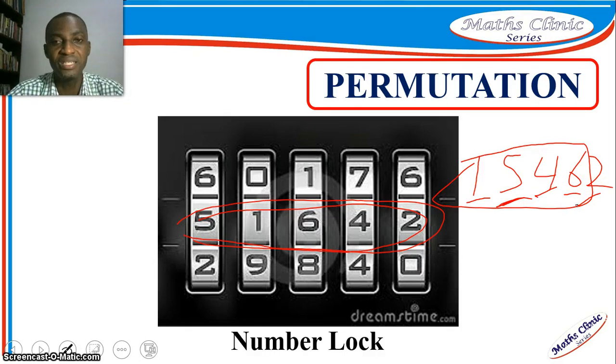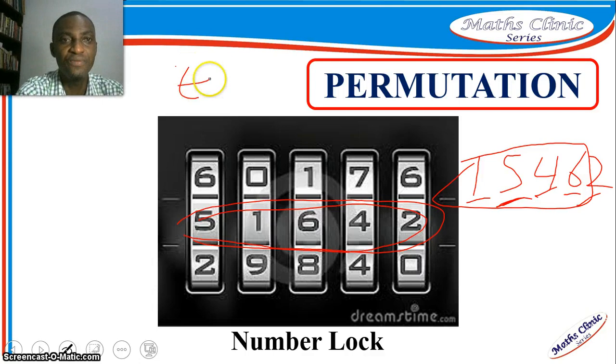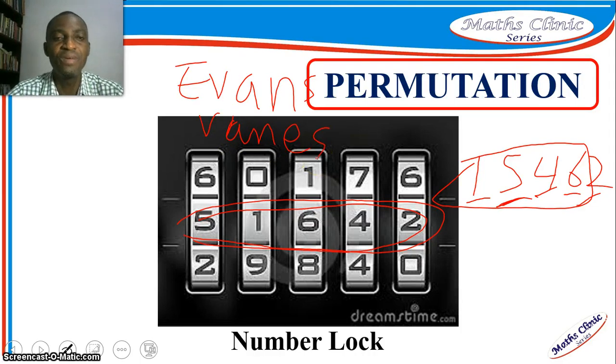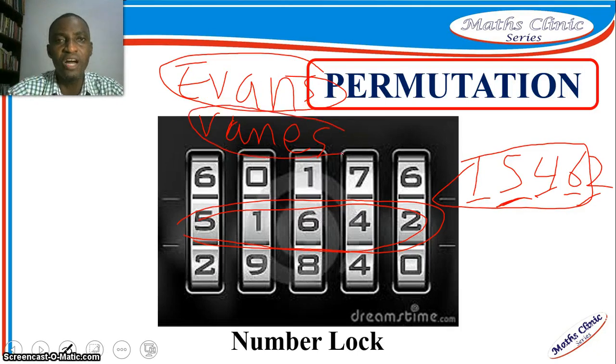It's like your password. If your password is, let's say, Evans, and you arrange your Evans as VANEX, and you tell people that I have my password containing 5 letters, and the letters form the word Evans, and the person goes and spells Evans this way, you'll not be able to open your password or get access to your document unless the person uses the same order of arrangement, and that is what you call permutation.